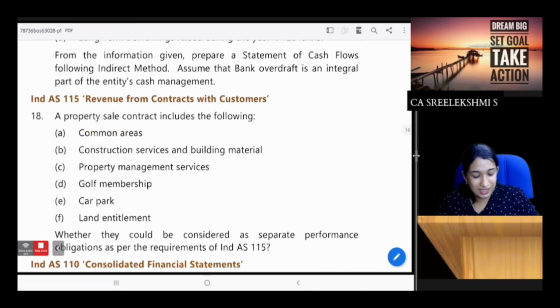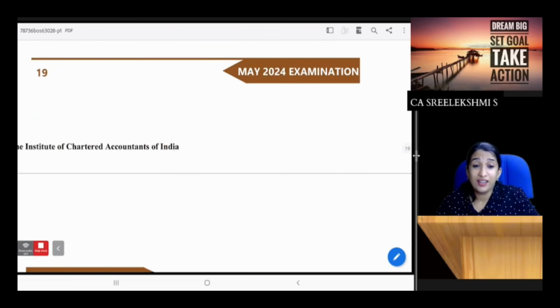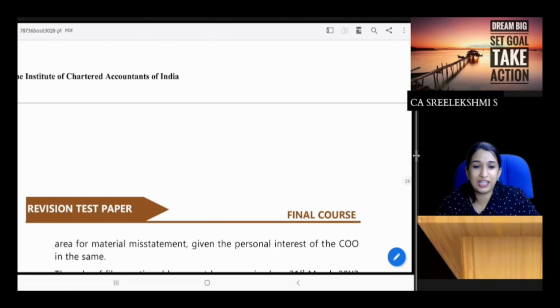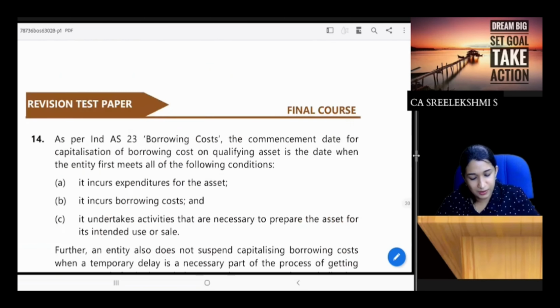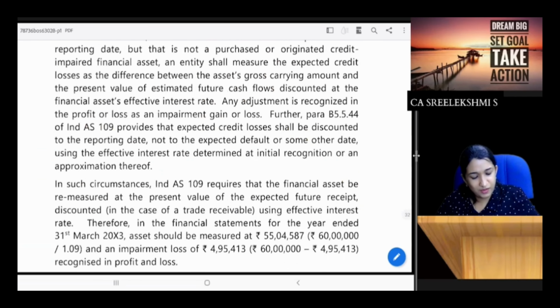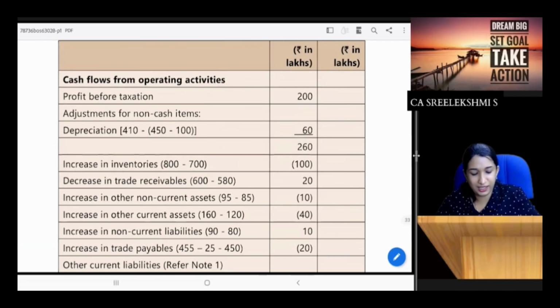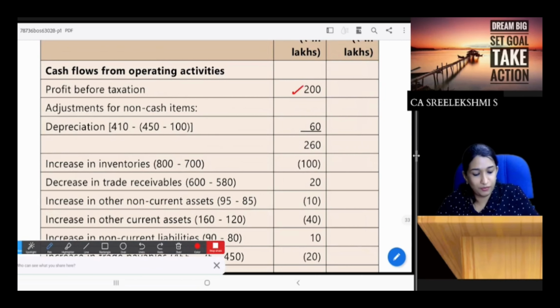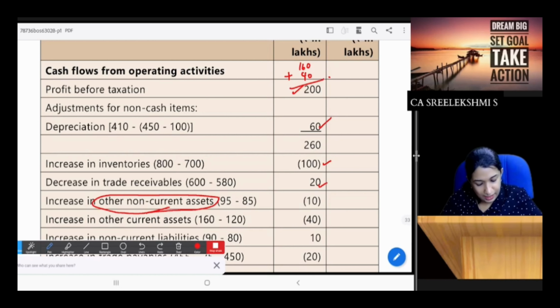So, the cash flow statement. It's a very easy cash flow statement, like an intermediate level question. What we need to do is start with cash flow from operating activities. Profit before tax is 160 plus 40, 200. Add depreciation. Then working capital changes. Other non-current assets are also operating adjustments.